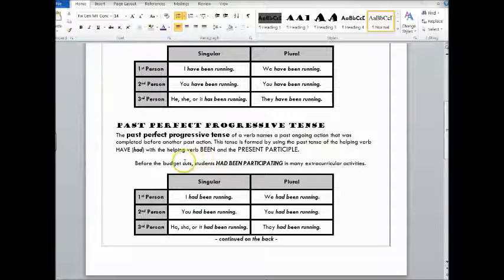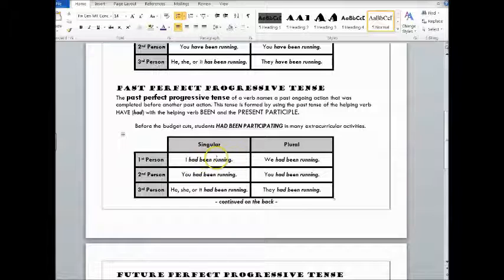We have two events that happened. The budget's been cut. This is something that has happened before the budget cuts. The cuts here is a noun, it's not a verb. So before this happened, students had been participating. So we have two things that happened in the past. The one that happened first is the one that gets the past perfect progressive. And had been with the ing is how you make it regardless of your subject.